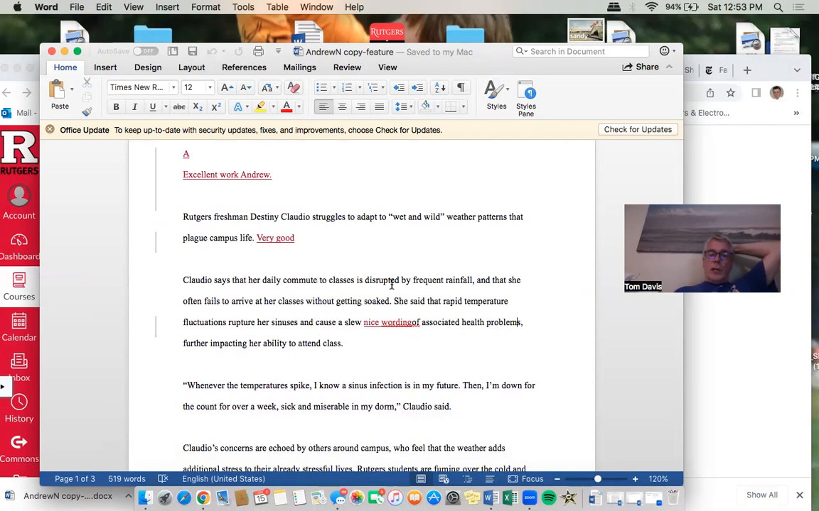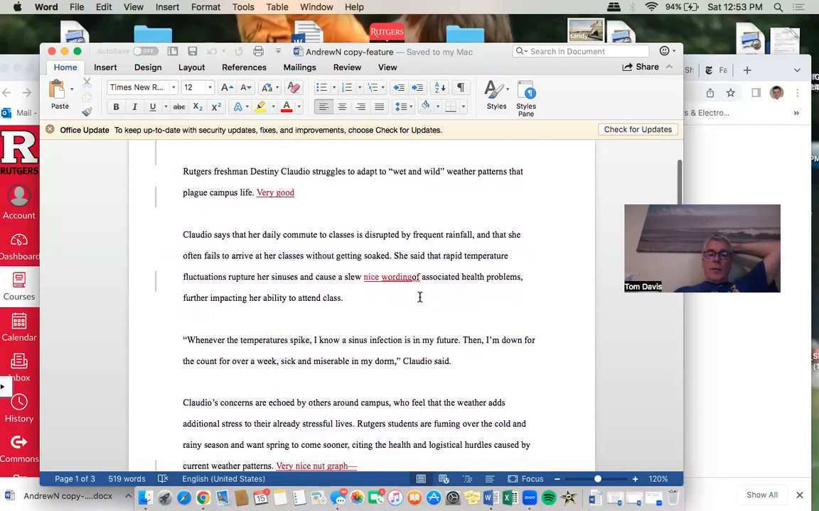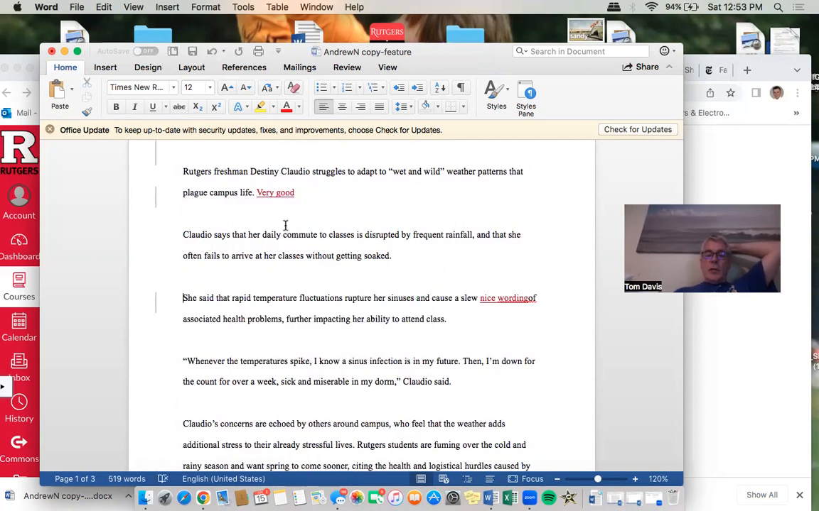Says her daily commute to class is disrupted by frequent rainfall and that she often fails to arrive at her classes without getting soaked. Probably should be like 2 paragraphs here. Sometimes it's actually good to have a lead like this where you have these kind of dramatic pauses. And it's also relatable, somebody driving to school. That's relatable for a lot of students because a lot of students drive to school.